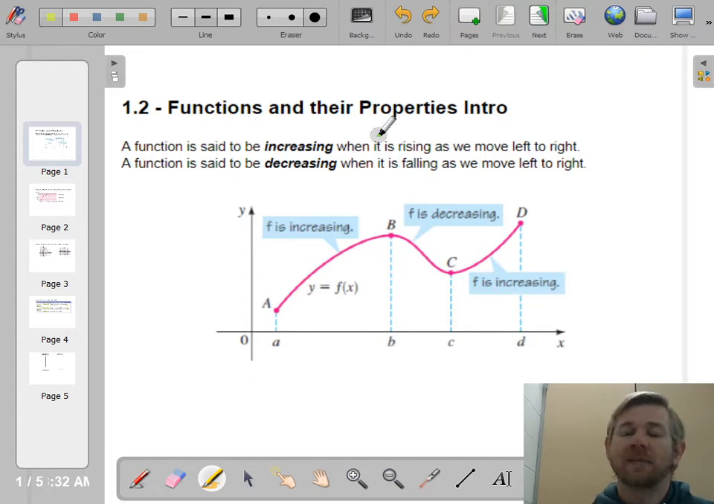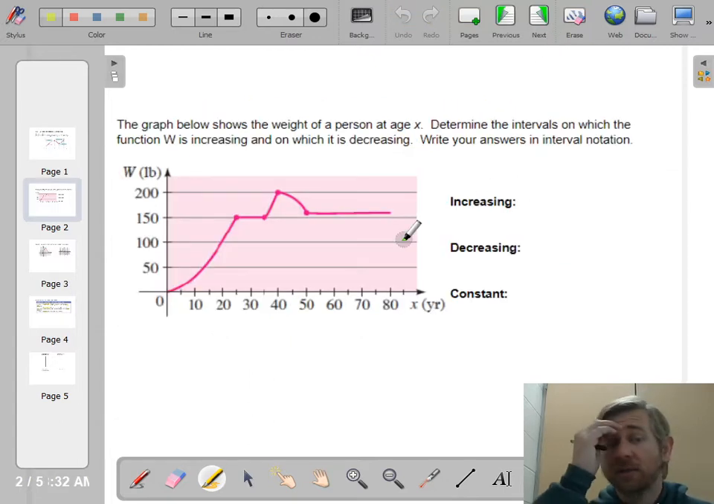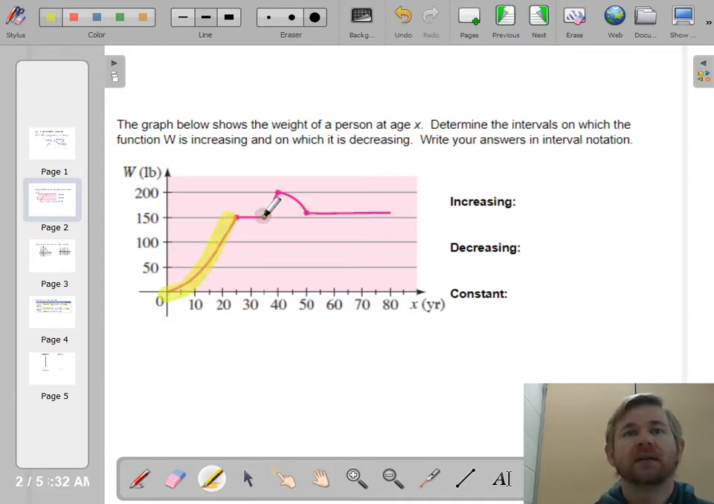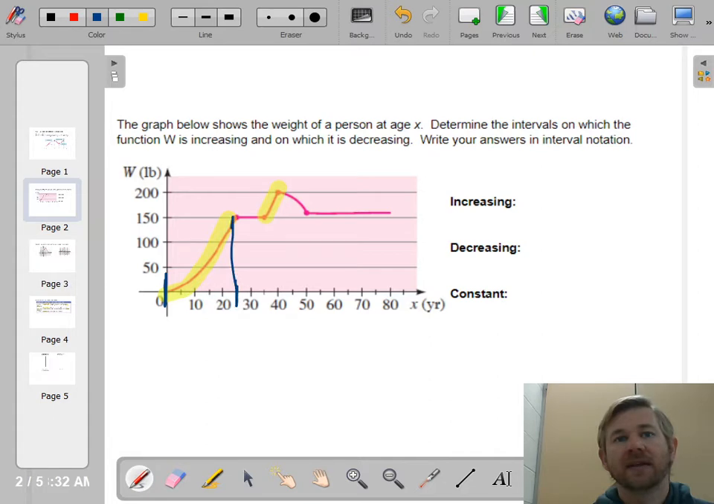Now what's tricky about this is we're only going to describe these intervals using x values in interval notation. Let me show you what I mean. If I say where is this increasing, you just look at it: where's it going up? It's going up right there, and it's going up right there. The way that we say that is we have to look at the x values. The interval is from 0 to, I think that's 25. So we'll say from 0 to 25 it is increasing.